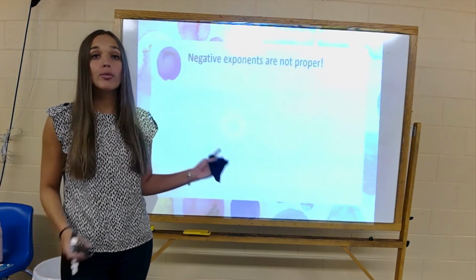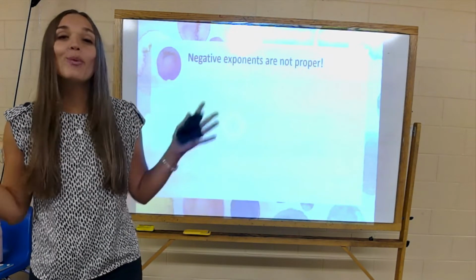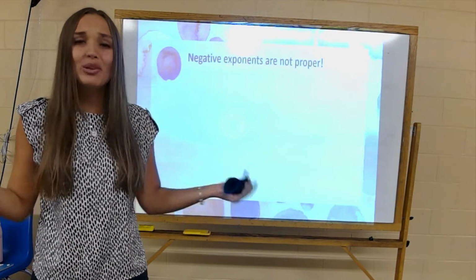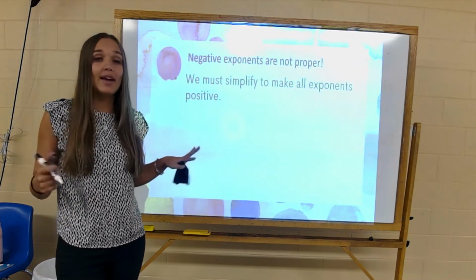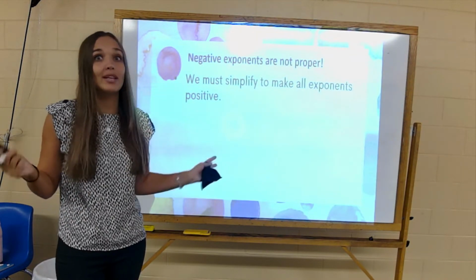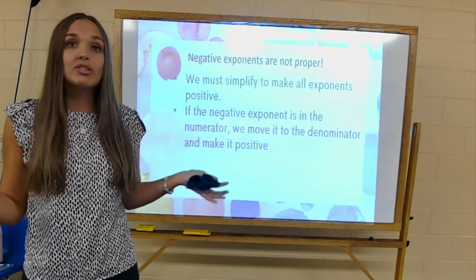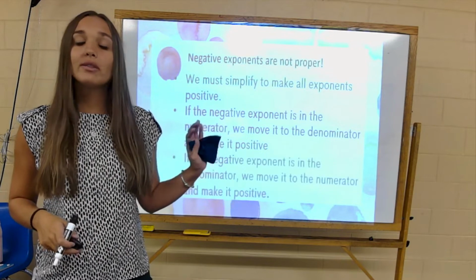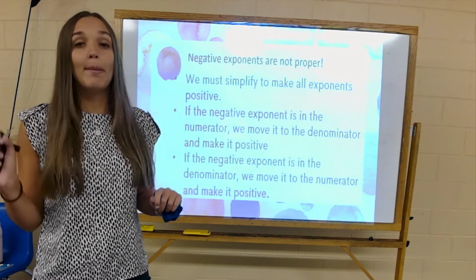The first thing to know when we're working with negative exponents is that they're not proper. Just like in life, we don't want negativity, and more specifically for our exponents, we don't want negative exponents. So to be able to simplify properly, we have to make those exponents into positives. To make it into a positive, if our negative exponent is in our numerator, we'll bring it down to the denominator, which makes it positive, and vice versa. If it's in our denominator, we are going to move it up to the numerator and make it positive.